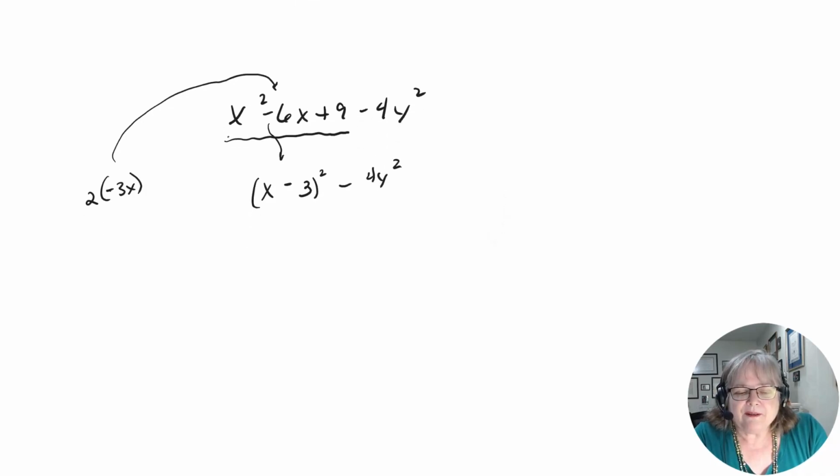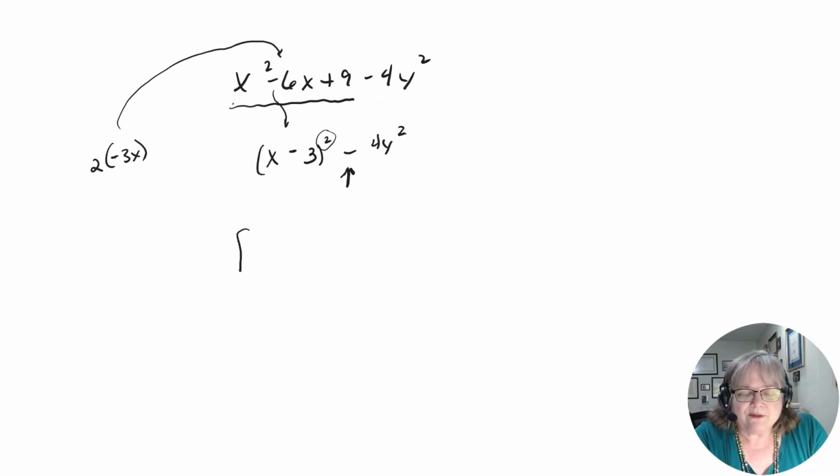Okay, now can you see this as the difference of two squares? So that this minus sign right here is your difference, and here's a square, and this second term is a square. Okay, how do you factor the difference of two squares? I'm going to change these to squared off so you can kind of see where we're going. The square root of x minus 3 squared is x minus 3. The square root of 4y squared is 2y, and one's plus and one's minus.